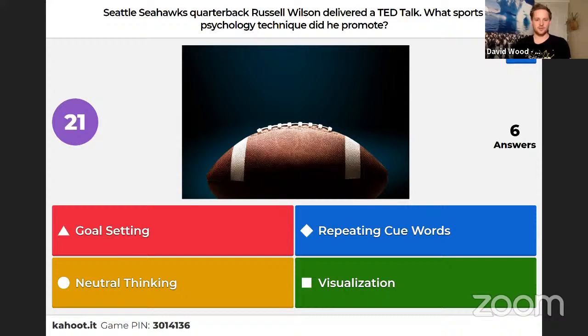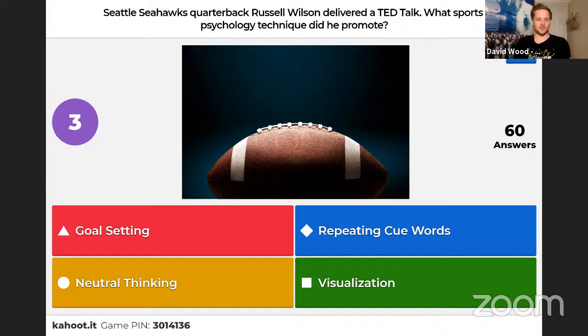Russell Wilson delivered a TED Talk. What sports psychology technique did he promote? And I've actually seen Russell Wilson play baseball in North Carolina before he went pro in football, which he's much better at. Is it goal setting, keywords, neutral thinking, or visualization?